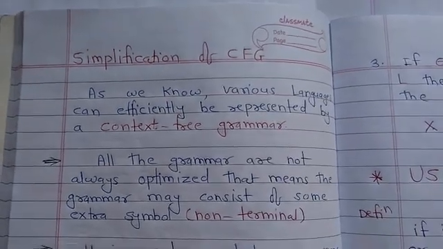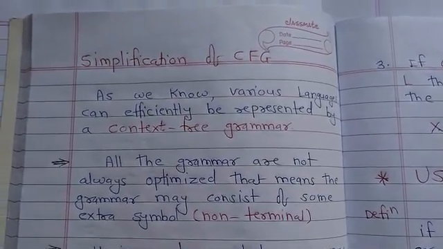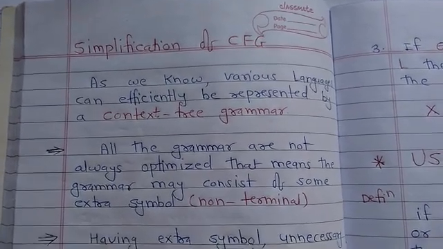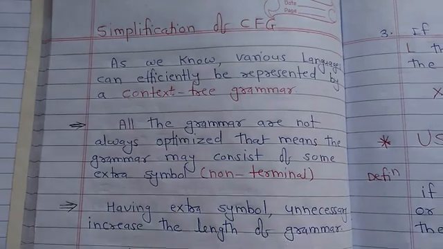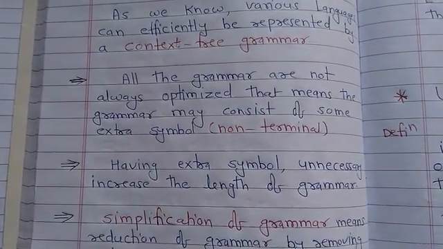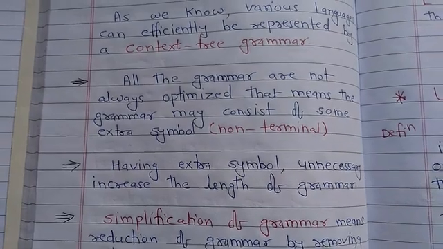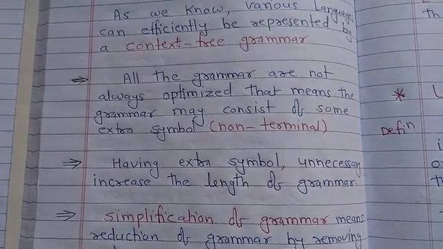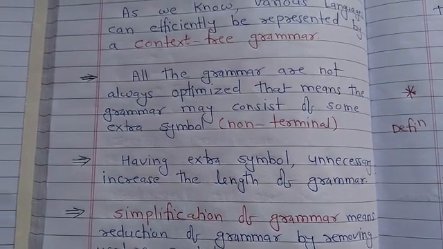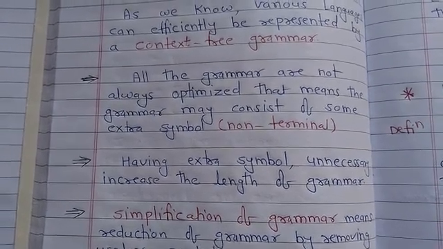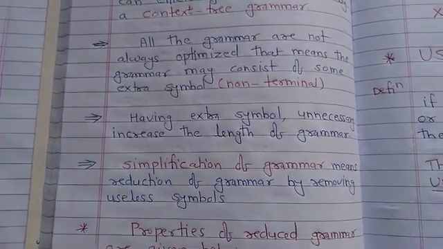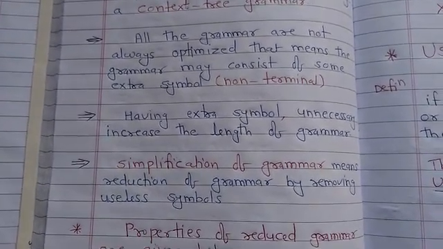Today we see simplification of CFG. There are many languages that can be represented by context-free grammar. All the grammars are not always optimized. That means the grammar may consist of some extra symbols, that is non-terminals. Having those extra symbols unnecessarily increases the length of the grammar. Therefore, we have to simplify that grammar.